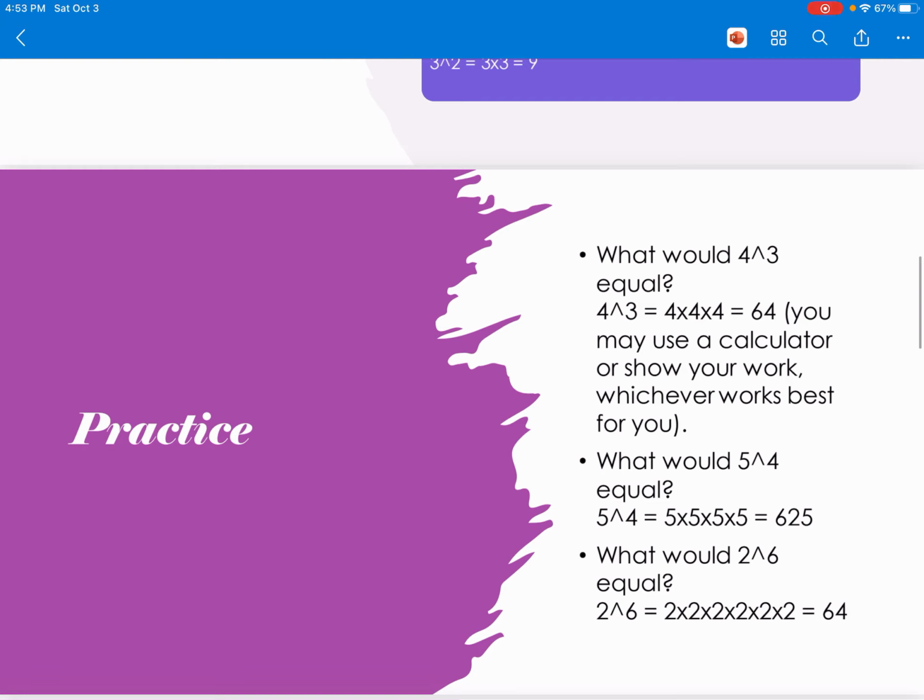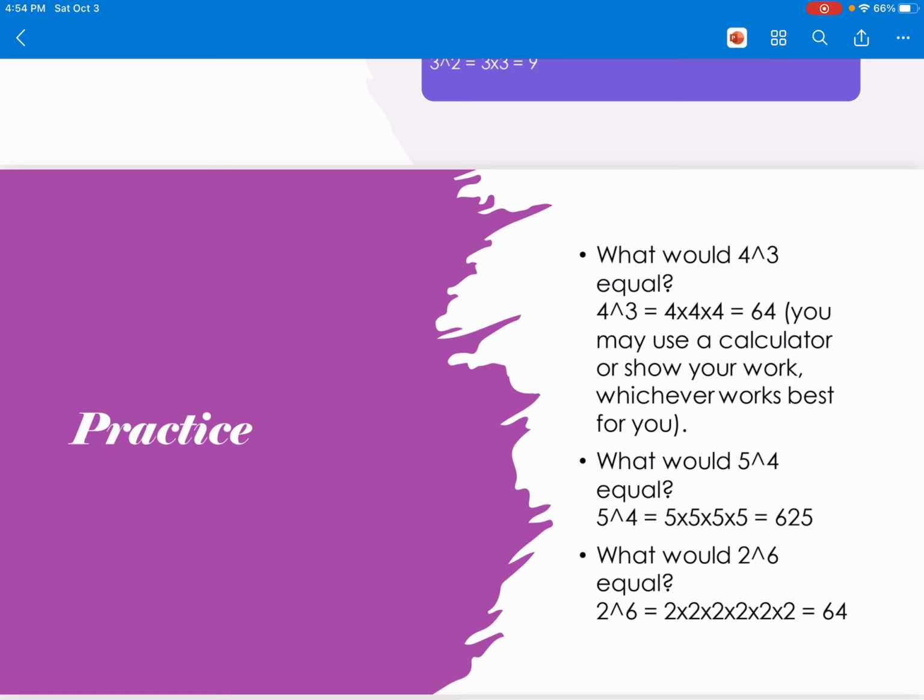Some practice. So, 4 to the third power. The 4 is the base, 3 is the exponent. What would you do? 4 times 4 times 4. You get that because you multiply 4 3 times by itself, since 3 is the exponent. So 4 times 4 times 4 equals 64.